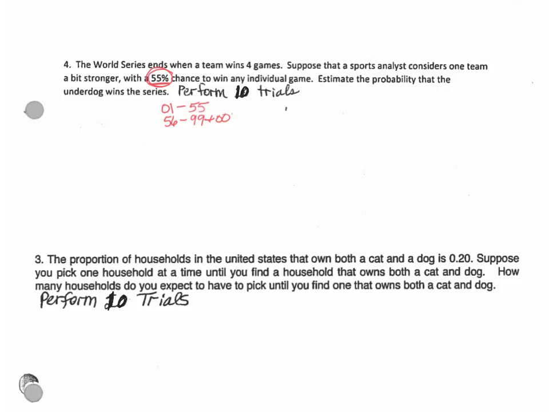Okay. All right. So here's this first problem that you're going to do. It's actually labeled number 4. I guess I didn't fix the numbering on these, but here we go. The World Series is the best in 7. So that ends when a team wins 4 games. Suppose that a sports analyst considers one team a bit stronger and has a 55% chance to win any individual game. Estimate the probability that the underdog wins the series.